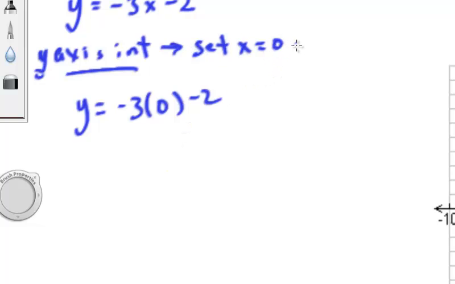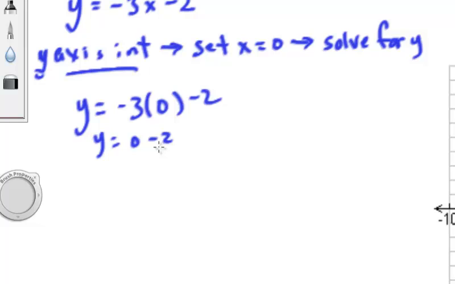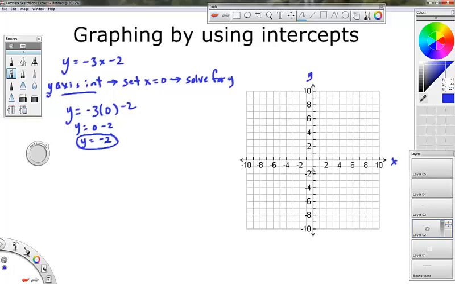So I'm going to set x equal to 0. This is my little flow chart. And then solve for y. Negative 3 times 0 is, of course, 0. So that's 0 minus 2. So y equals negative 2. Now, we'll put a little circle around this because that is where it crosses the y-axis. I'll come over here to negative 2 and put a dot right there. That's one of my 2 dots.